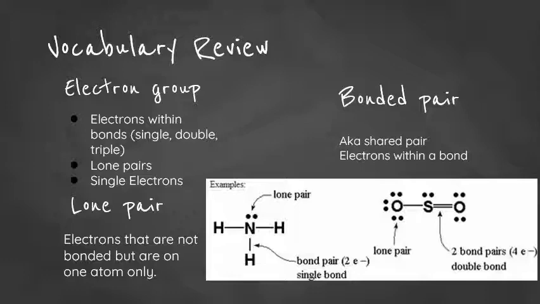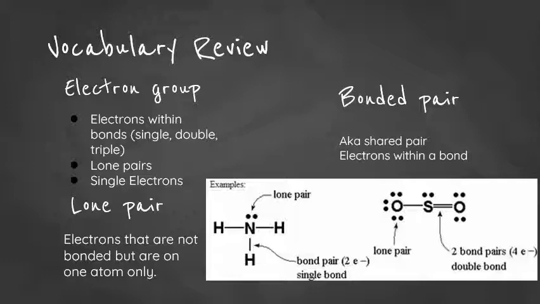So when we're talking about a bonded pair, we're looking at a Lewis dot diagram there below. We mean any electrons that are found in a single or double or even triple bond. And no matter how many electrons are in that bonded pair, it's still considered to be one group. So a single bond is an electron group, a double bond is one electron group, and a triple bond is also still one electron group.